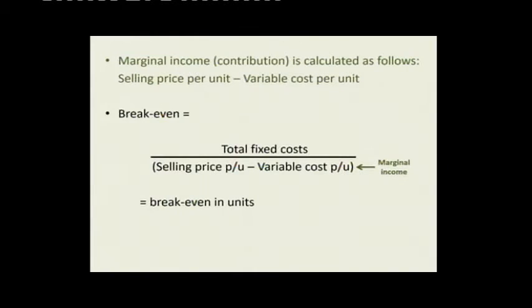I see people have already answered the question, and I'm going to be answering questions soon. I've got about 10 minutes left. Let me just do this question here. Total fixed cost, selling price per unit minus variable cost per unit, which is really marginal income or contribution. So let's go to the question.